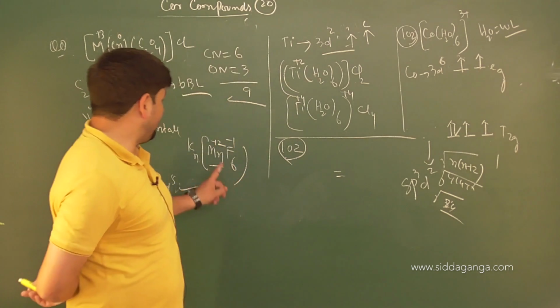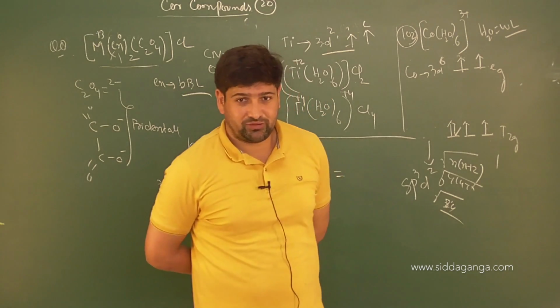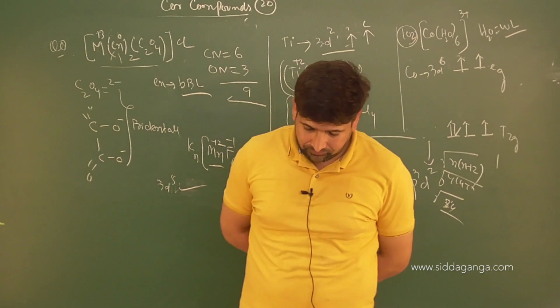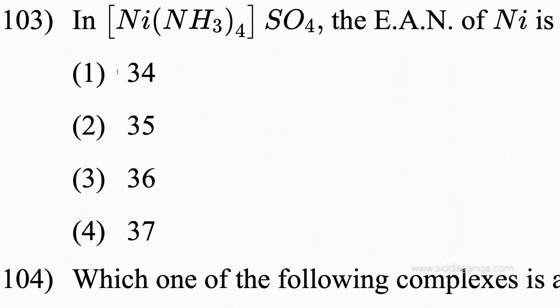Next question. So here what will be the oxidation state of manganese? You can calculate it out. Right? Next question, children. Question number 103. In [Ni(NH3)4]SO4, the effective atomic number of nickel is very simple. Already we know how to solve these questions directly and clearly. What's it?